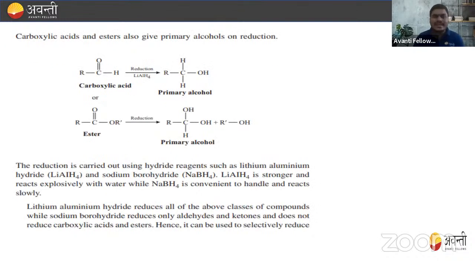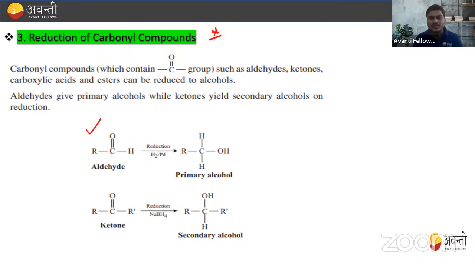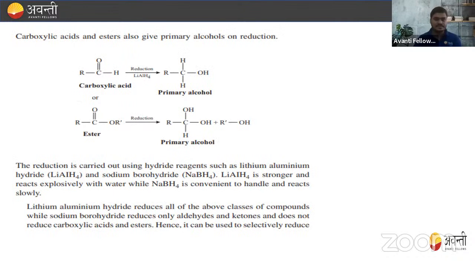Now, carboxylic acids and esters also give primary alcohols on reduction. Remember this: they give primary alcohols, not secondary or tertiary. We get secondary alcohol only in the case of a ketone. We cannot get a tertiary alcohol by the reduction of a ketone or aldehyde. So we have a carboxylic acid, and the reduction takes place in the presence of LiAlH4. When we treat it with LiAlH4, the carboxylic acid is converted into a primary alcohol. Similarly, the ester is converted into a primary alcohol.